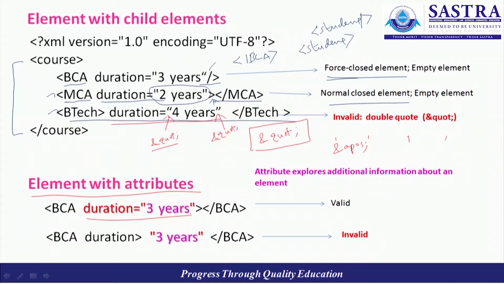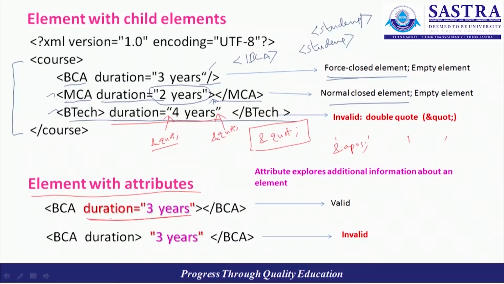Whether we should go for attribute or element is also based on the content we have. Either I can create an attribute for BCA as duration like this, or I can create duration as a child element for BCA. Based on the available content or retrieval process, we have to decide whether we should go for attribute based or element based.